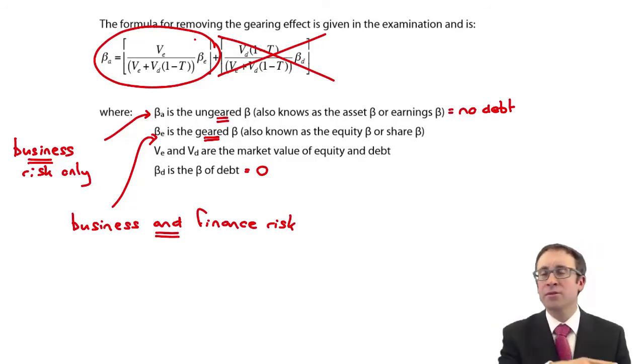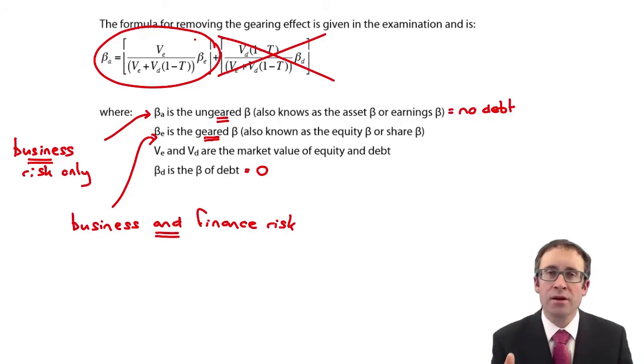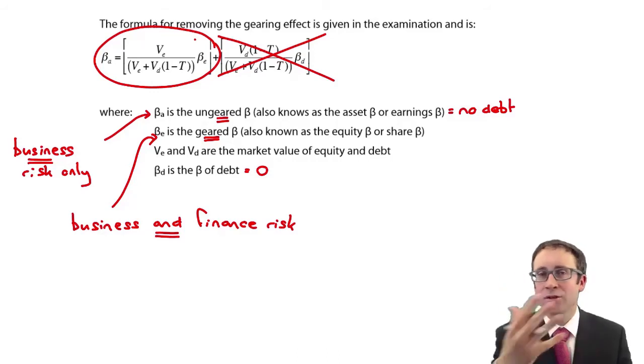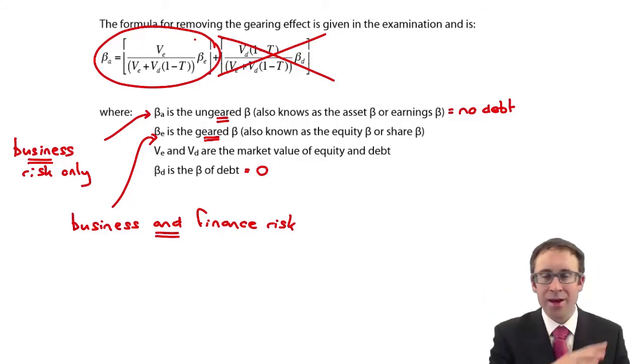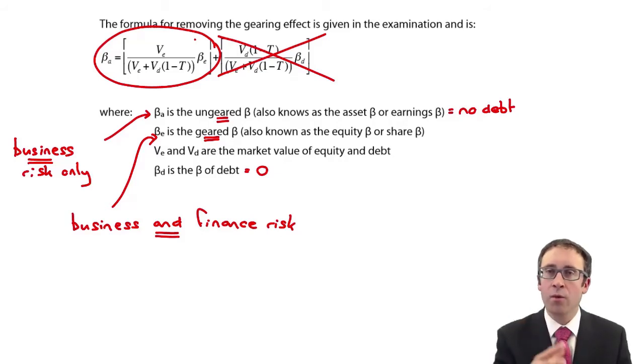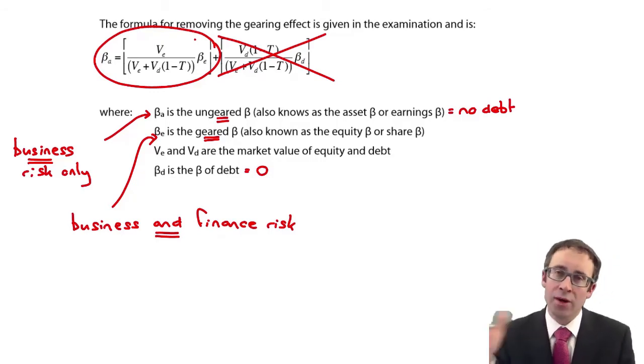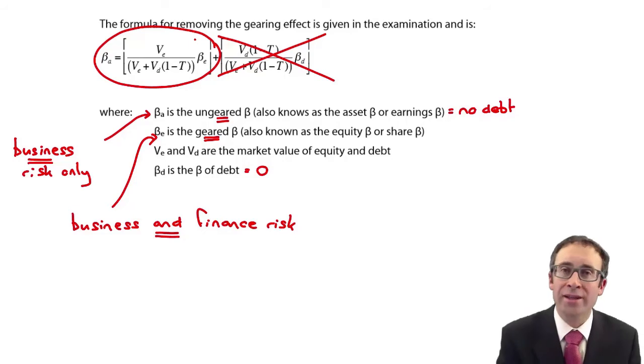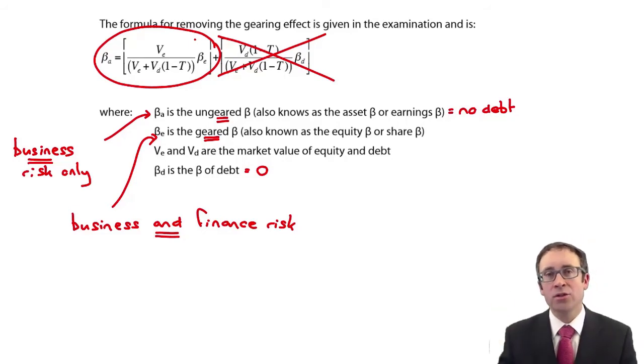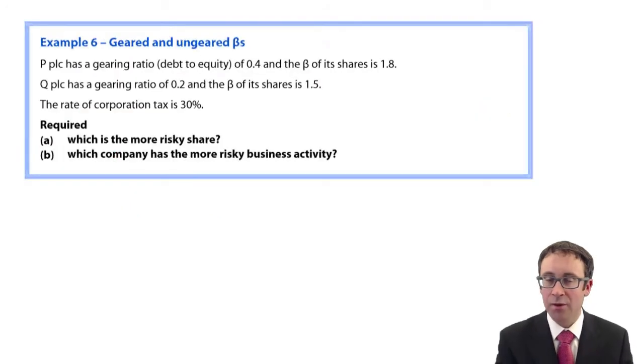Don't worry about this process of de-gearing, re-gearing, etc. That's me going a little bit too far, but trying to give you a bigger overall picture of why we're using this formula, because we'll be given different betas in questions and we'll have to do something to them to get the correct beta. But for now, make sure you've got the formula, and make sure you know what the two different betas represent. And now we can play around with the question.